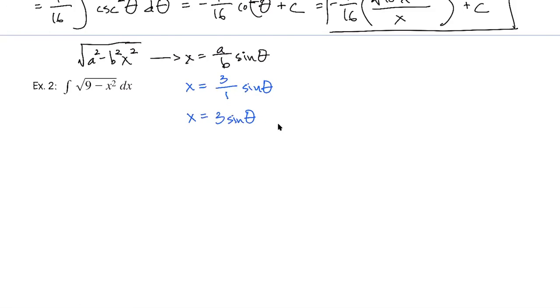Now, while we're here, why don't we go ahead and find our dx as well, because I need to substitute not just my x's, but also my dx. So my derivative of 3 sine theta is 3 cosine theta d theta. Any questions on those pieces in the blue?